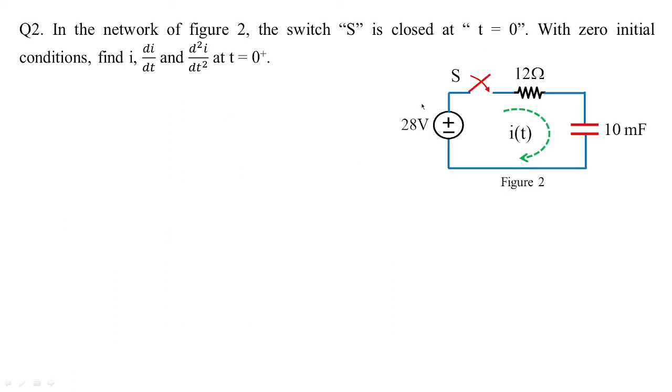Let us go with another example. Now instead of an inductor, I have taken a capacitor whose value is 10 millifarads. Milli indicates 10 to the power of minus 3. You have 12 ohms here. 28 volts is the supply and the switch is about to close.